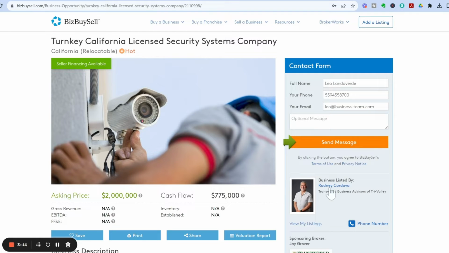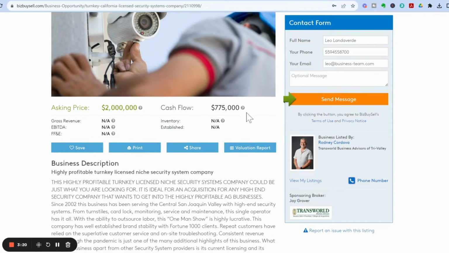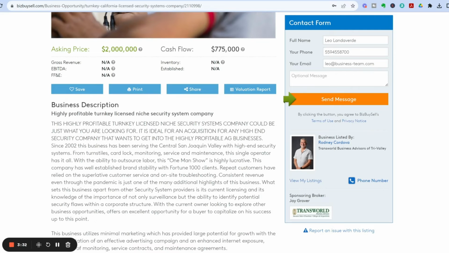You can tell that Rodney is the business broker with Transworld. I know Transworld Advisors very well. So it's telling me there's not a whole lot here. We don't know whether the cash flow is EBITDA or adjusted EBITDA or seller discretionary earnings. All we know is very good cash flow. All right, so I'm going to take it at face value and believe that is true.